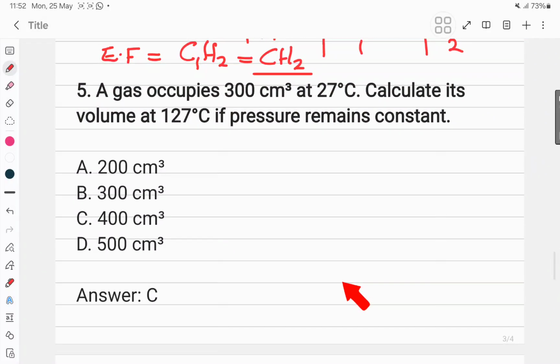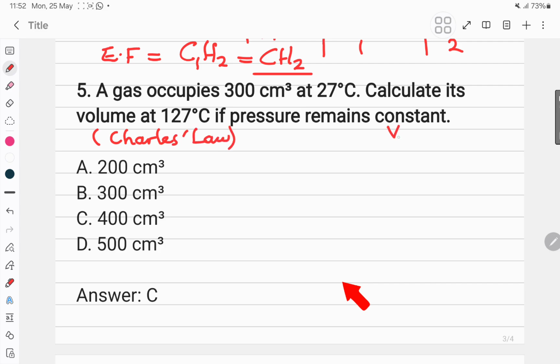Question number 5. A gas occupies 300 cm cube at 27 degrees Celsius. Calculate its volume at 127 degrees Celsius if pressure remains constant. If you look at this question, this is a question on gas laws, and specifically, this is a Charles law question.